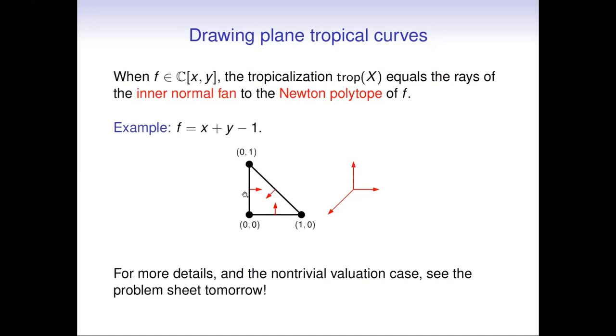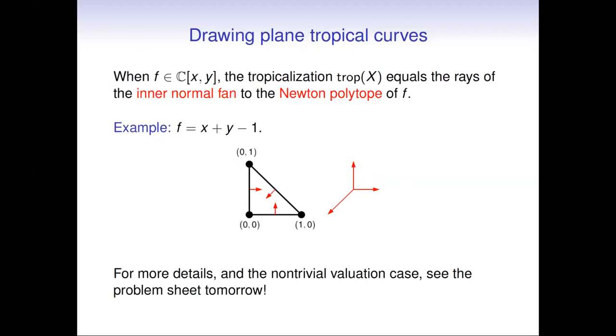And then the inner normal fan: remember my triangle, it's a polyhedron, it's an intersection of half spaces. I take the half spaces that actually matter, or that are necessary to define it. I take their normal vectors and I choose the normal vectors so that they point into the polyhedron. And then if you draw that, you can see in this case, I've drawn my inner normal vectors and I've got exactly the picture that I've seen before. For more details, and in particular the non-trivial valuation case, you should come to the problem session tomorrow or look at the problem sheet. So there'll be more on that.